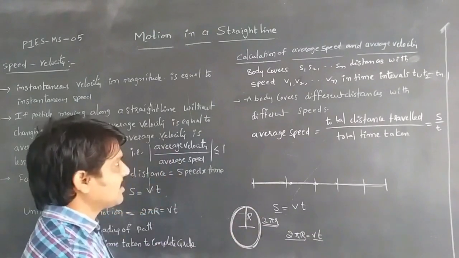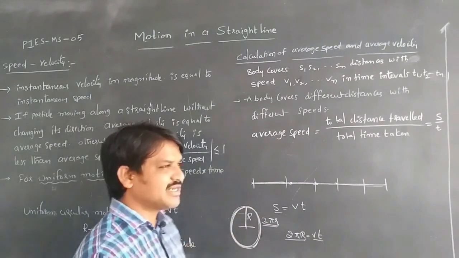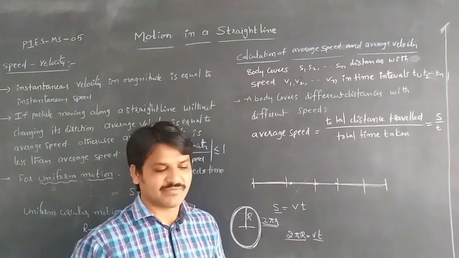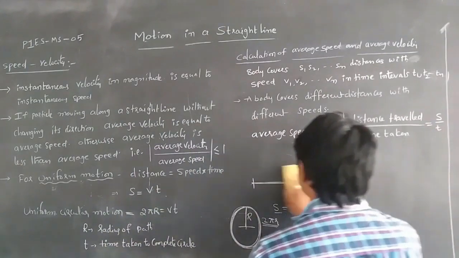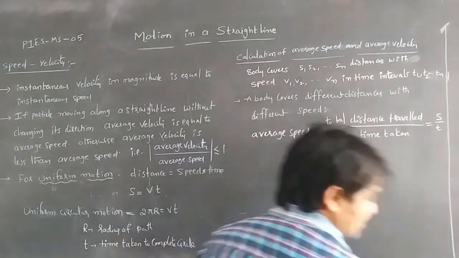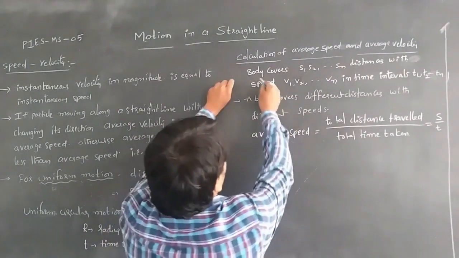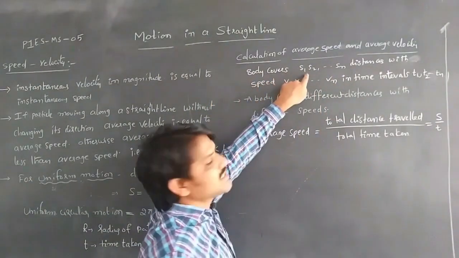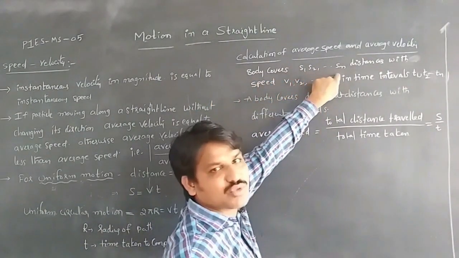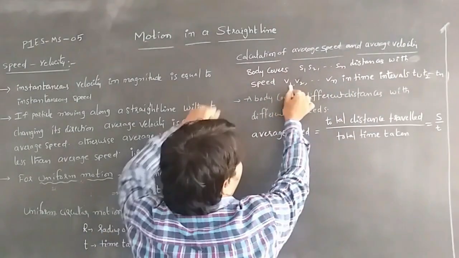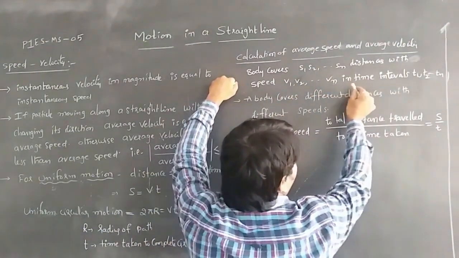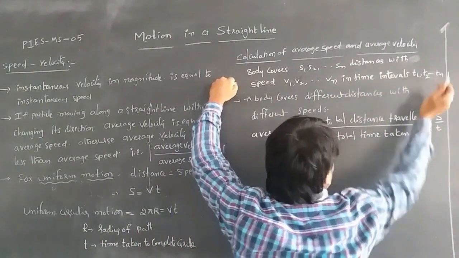Here we are going to learn what average speed and average velocity are in cases when the particle is travelling different distances in different time intervals. Here a body covers distances s1, s2, up to sn, with speeds v1, v2, up to vn, in time intervals t1, t2, up to tn.